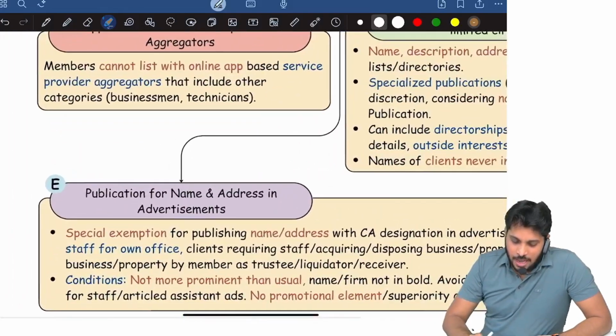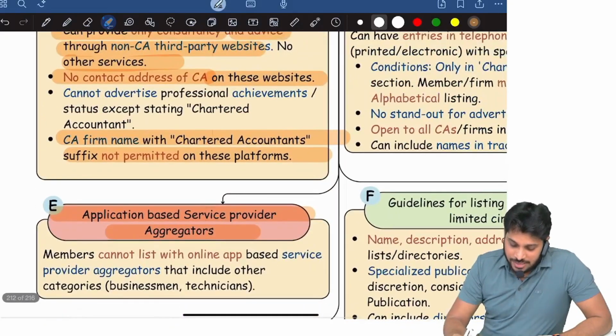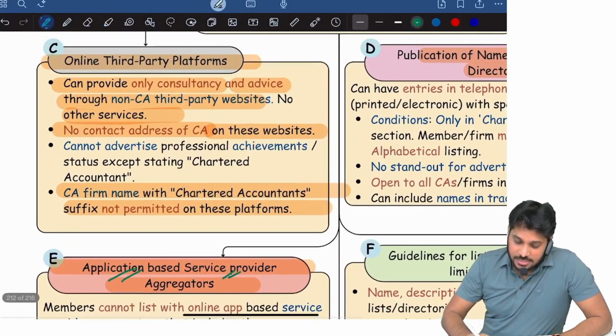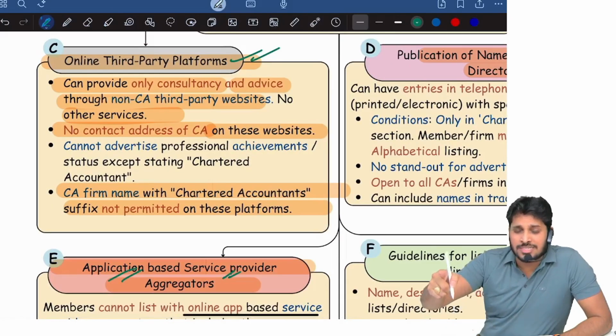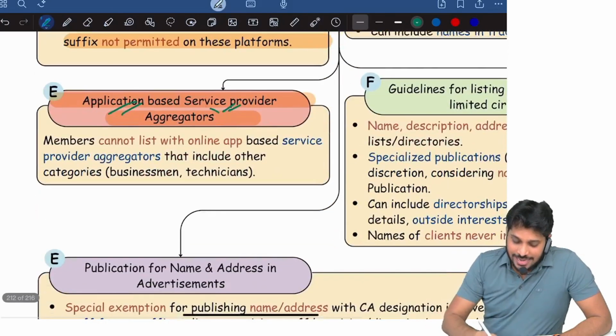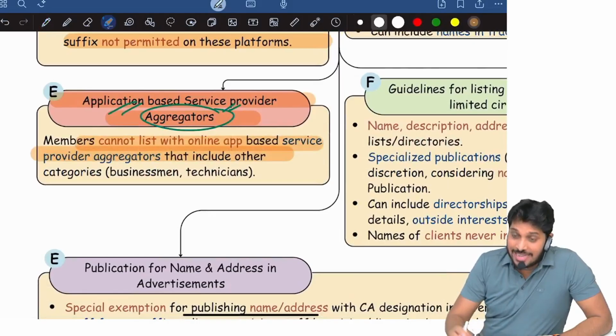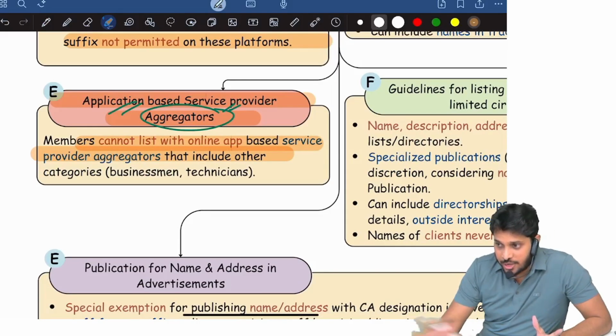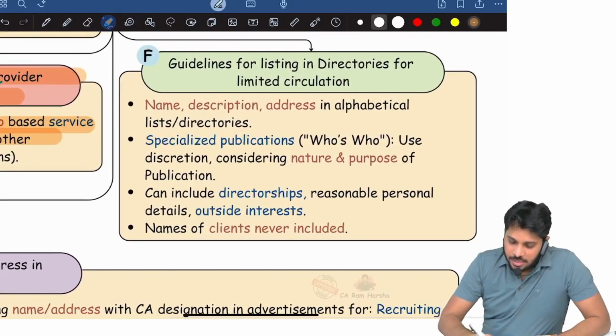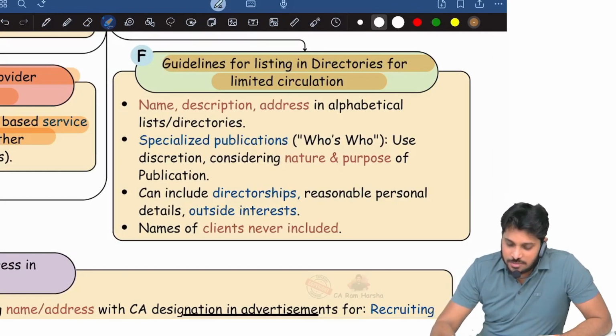Next, application based service providers. Sorry, I think the aggregator point was covered here. This is regarding online third party platforms, Taxman, all that. This is regarding aggregators. You cannot list on aggregators. App based service providers will be there, right? You should not list. And guidelines for listing in directories for limited circulations.